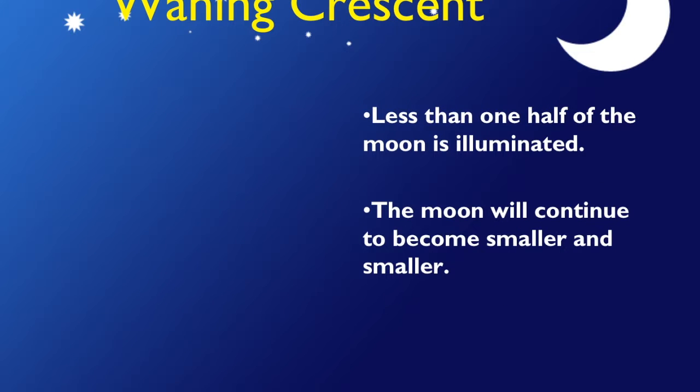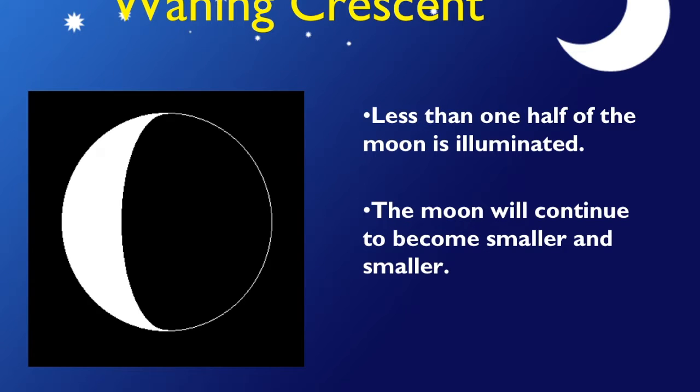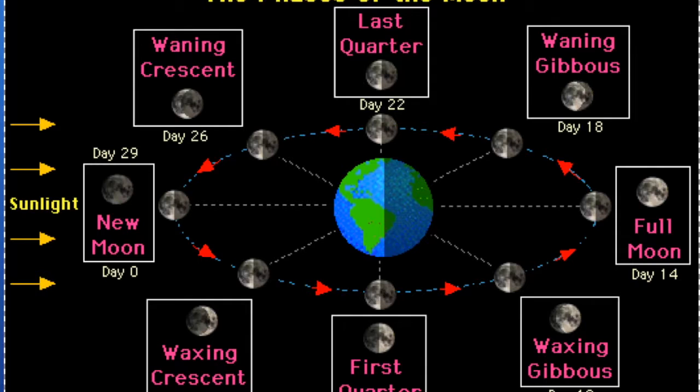Waning crescent. Less than 1/2 of the moon is illuminated. The moon will continue to become smaller and smaller in this phase. On this last slide, you will see a graph of how the moon phases work. You see the way the moon orbits and how many days in between each phase it takes to get to the next phase.